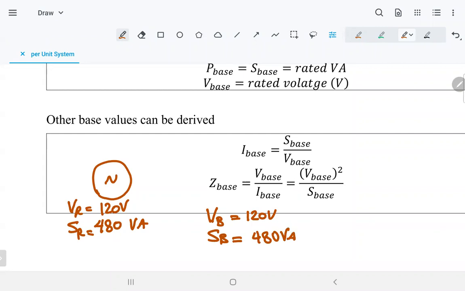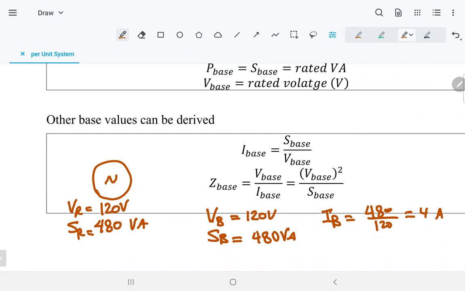So now I want to calculate the current in per unit. So you got to find the base for the current. Well, I base will be equal to, you just divide the power base by the voltage, and you get the current base. So I'm going to divide 480 by 120, and I get 4 amp. It means 4 amp is the reference. So if you have 2 amp, it will be 0.5 per unit. Well, how to find the base for the impedance? You just square the voltage divided by the power base.